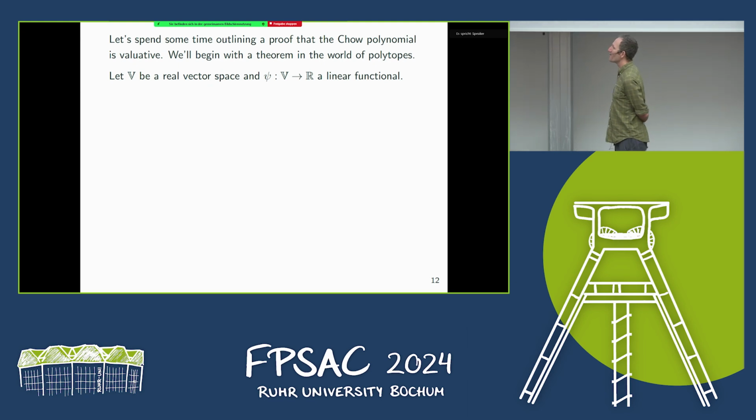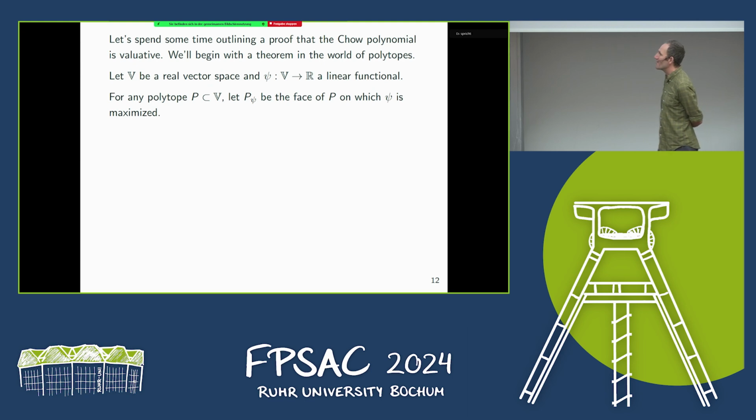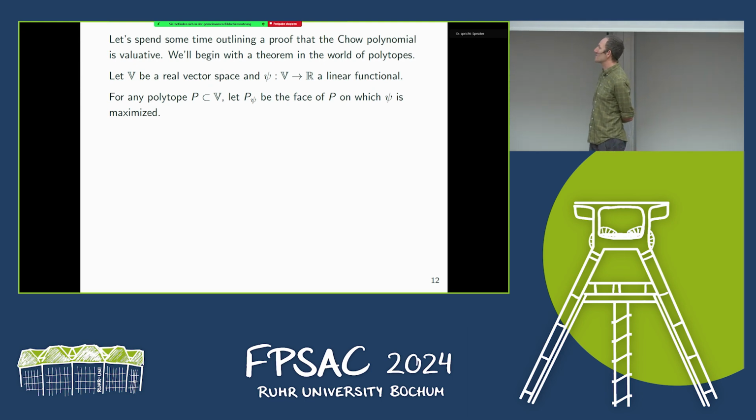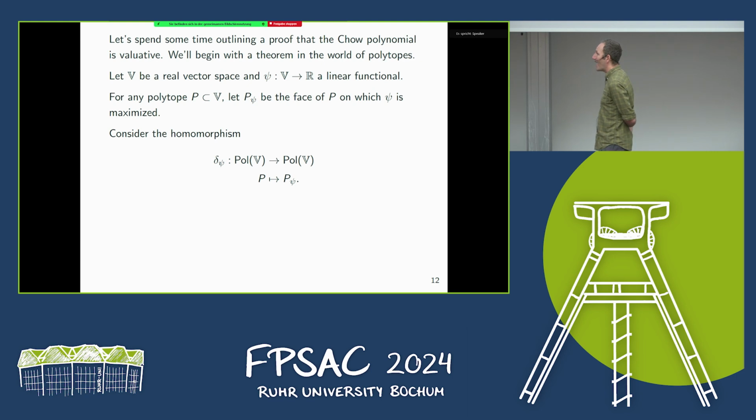Okay. So let me go back to the world of polytopes. So suppose, remember I have this ambient vector space in which my polytopes live. So suppose I have a linear functional psi on that vector space. And for every polytope, let P_psi be the face on which that linear functional is maximized. You know, maybe it's a vertex, maybe an edge, whatever. And let me consider the homomorphism that takes every polytope to the face on which psi is maximized for that polytope.